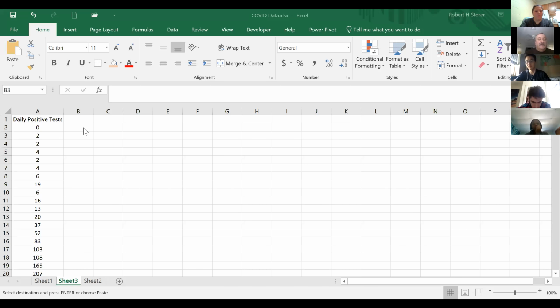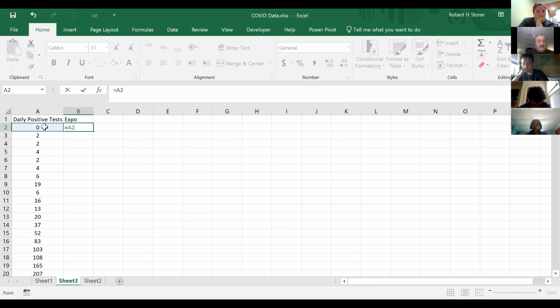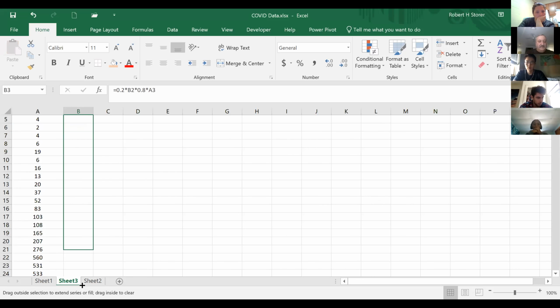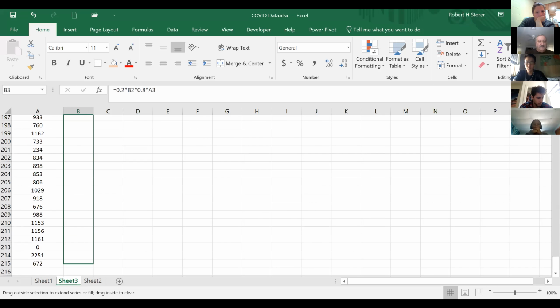All right, so this is just the time series, all right? So if I want to do exponential smoothing, this is called exponential smoothing, all right? The first data point, I just make it equal, right? Then the next one, I make it equal to alpha times the previous value plus 1 minus alpha, 0.8 in this case, times the most recent observation of the time series, right? And I can just drag that down.